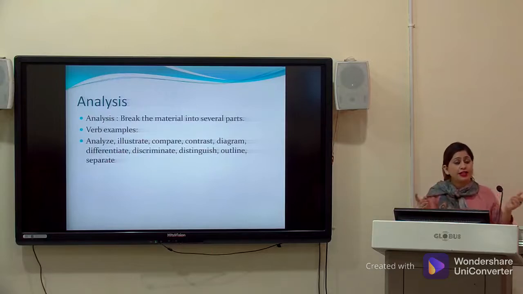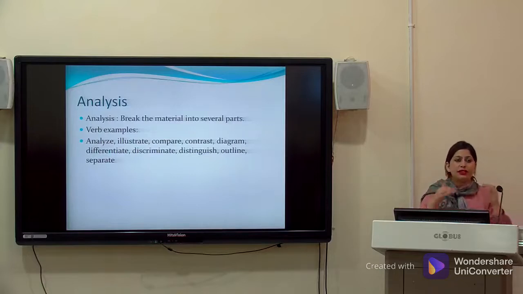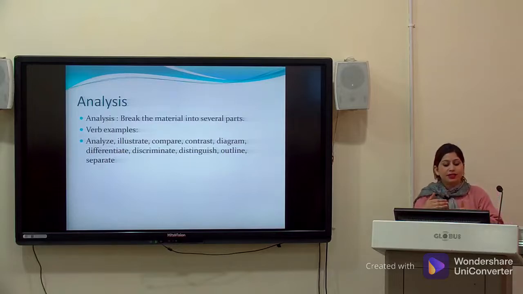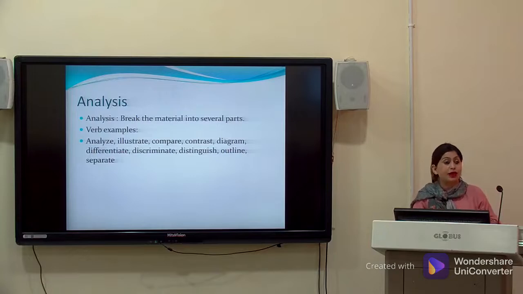Now we are teaching a new concept, a new method, the project method. Can you differentiate it from the traditional method? So, breaking down the learning material into parts to discriminate, to distinguish and to separate. And the action verbs here will be used like this. When the learner is able to discriminate, to analyze, to separate, we can say the learner has reached the level of analysis.